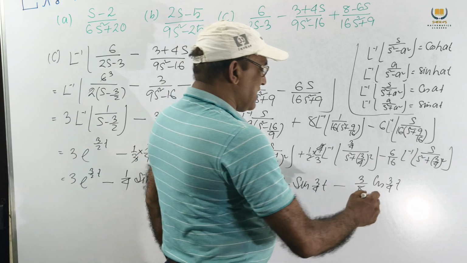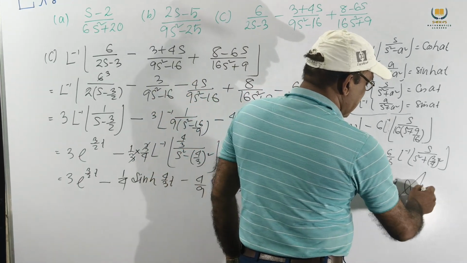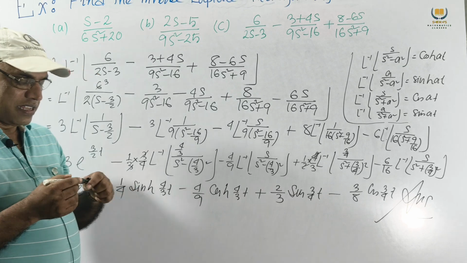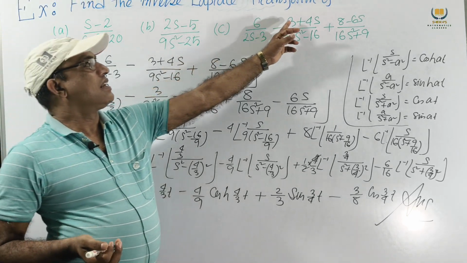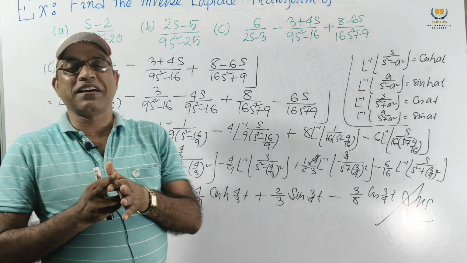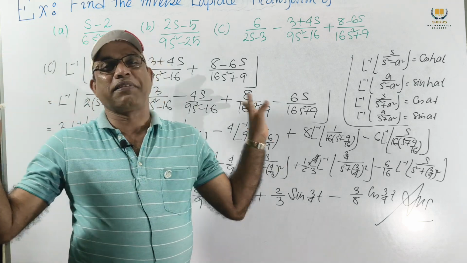So this is our final answer. Though this is one long problem, it is easy. You just have to separate this by this, by this, by this, and take the s square coefficient common, then ultimately the answer will come.